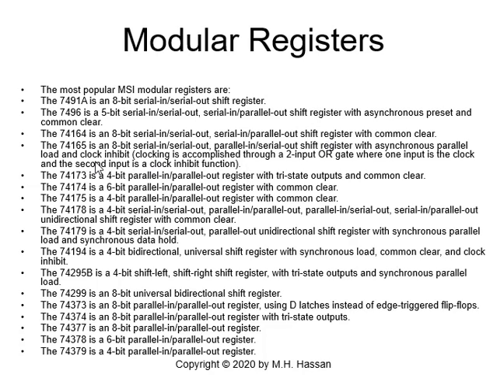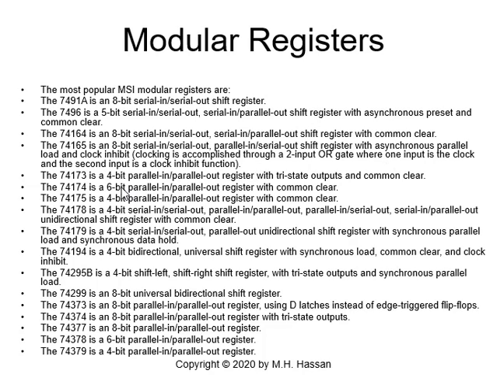The 74165 is an 8-bit serial in serial out, parallel in serial out shift register with asynchronous parallel load and clock inhibit, where clocking is accomplished through a 2-input OR gate, where 1 input is the clock and the second input is the clock inhibit function.